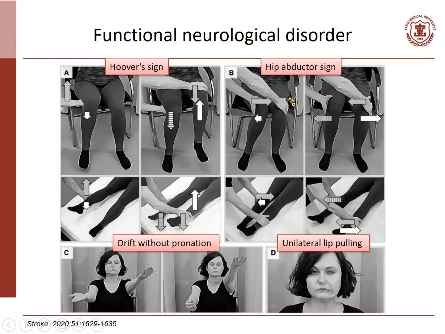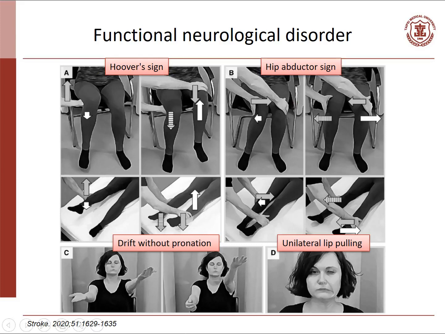So that's a test that you can differentiate whether it's a true weakness or false. Well, the other is the hip abductor sign. The abductor sign is also the same: when you ask the patient to abduct the hip, you can feel the weak side is weak, and the other normal side also uses force, which is an associated movement. So if you ask the patient to abduct on the weaker side, but the normal side doesn't move, that's a problem. It's functional, not a real weakness.